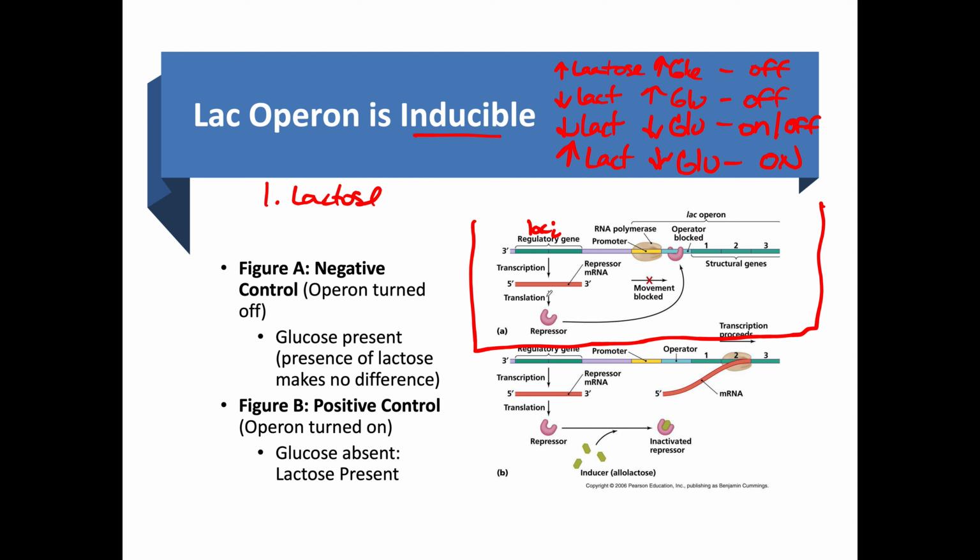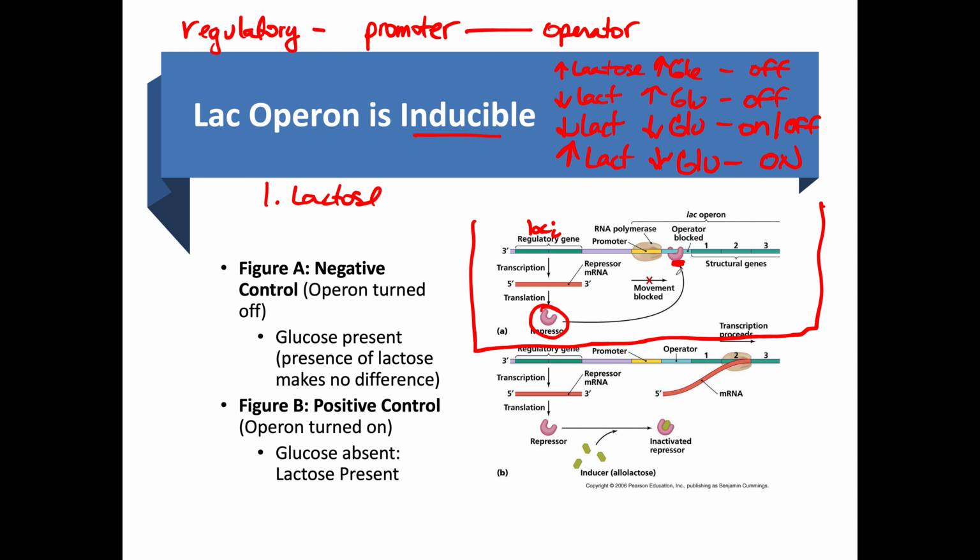And this encodes for a protein called the lac repressor. The lac repressor sits on the regulatory region of the lac operon. The regulatory region is actually divided into two segments. Within that regulatory region, I have a promoter and I have an operator. Now, the operator, you can see here, is where my repressor sits.